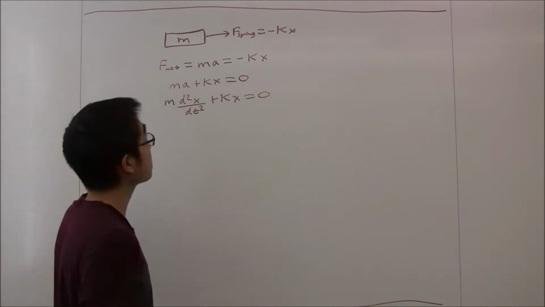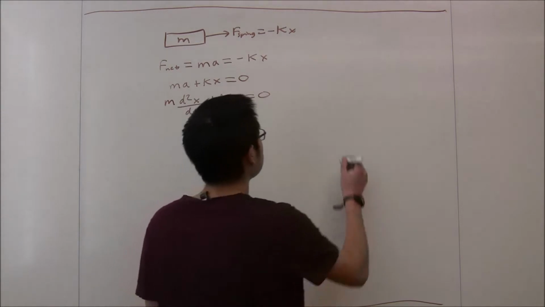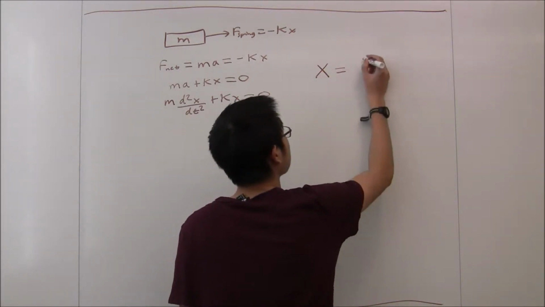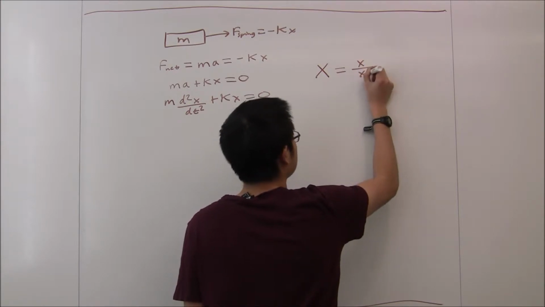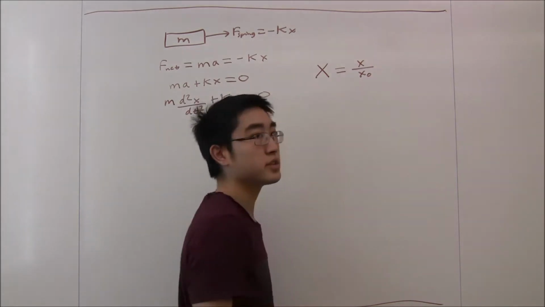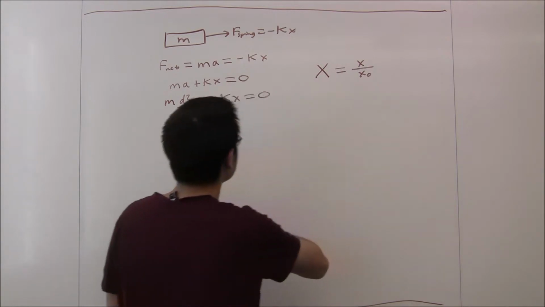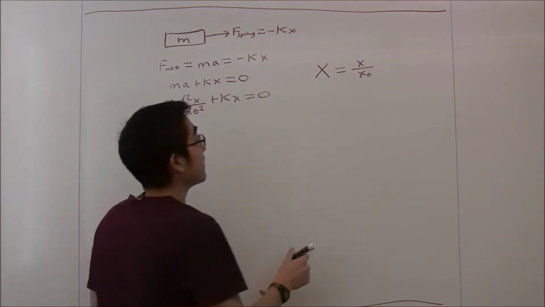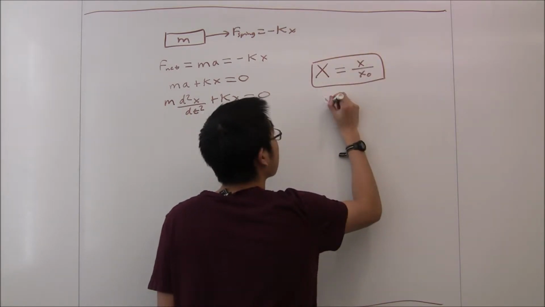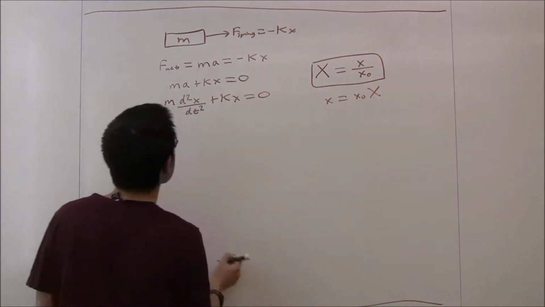Now, the initial spring stretch is x naught, so a good dimensionless variable to define is big X is equal to its position divided by x naught. And of course, both x and x naught have units of meters, so the units cancel out and big X is dimensionless. Now that means that x is equal to x naught times big X.